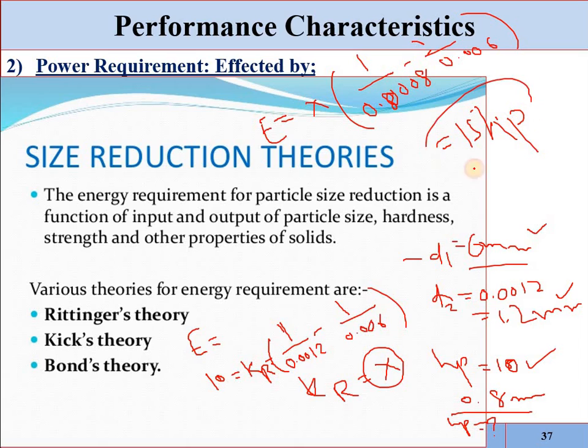So the meaning of this example is, if you reduce the size from 6 millimeter to 1.2 millimeter, then 10 horsepower is required. And if you are reducing the size from 6 millimeter to 0.8 millimeter, then 15 horsepower will be required. So the power requirement depends on the initial size and final size of the product.